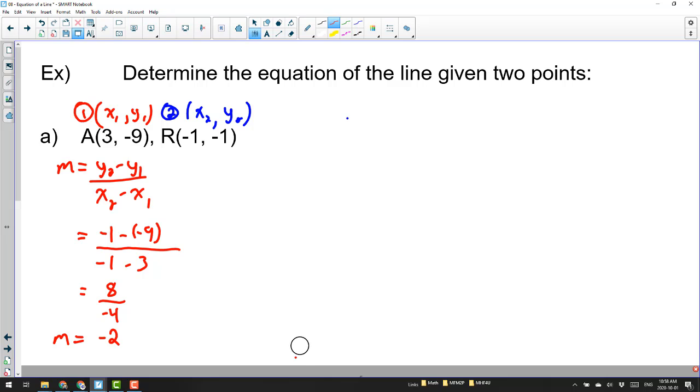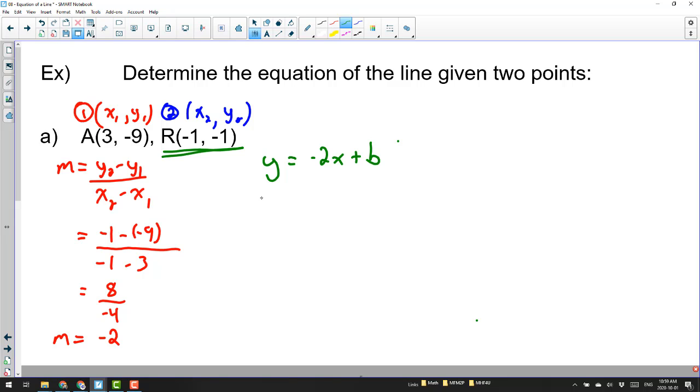Now that we have our slope, it's exactly the same as the previous question. I have my slope and I have a point. In fact, I have 2 points. So I know y equals negative 2x plus b. I just need to figure out what that b value is. In order to do that, I can plug in either point. It doesn't matter which one. I'm going to choose point R here because the numbers seem a little bit smaller, which makes my math easy. But it'll work if you choose point A as well.